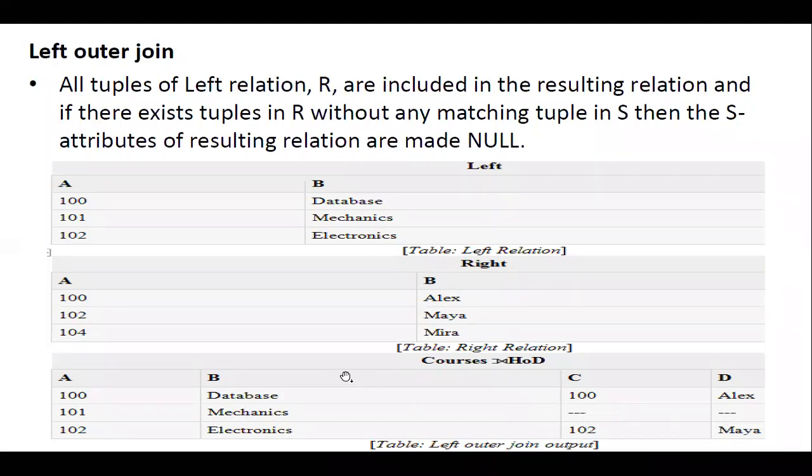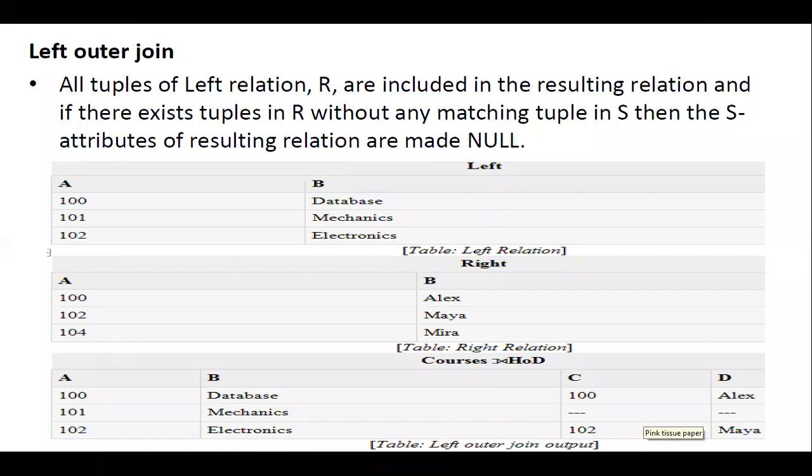Then you look at 102. 102 is present in both tables, so you are again joining these two records: 102 electronics and 102 Maya. Then the other question is, what about 104? 104 is present in the right table, which is not present in the left table. Since it is a left outer join, we'll be seeing only the records or the data available in the left table, not in the right table. So 104 is not present in the left outer join result, so you just leave it as it is, or otherwise you can put it as null. In this way you can perform the left outer join. I hope you will be able to understand this.